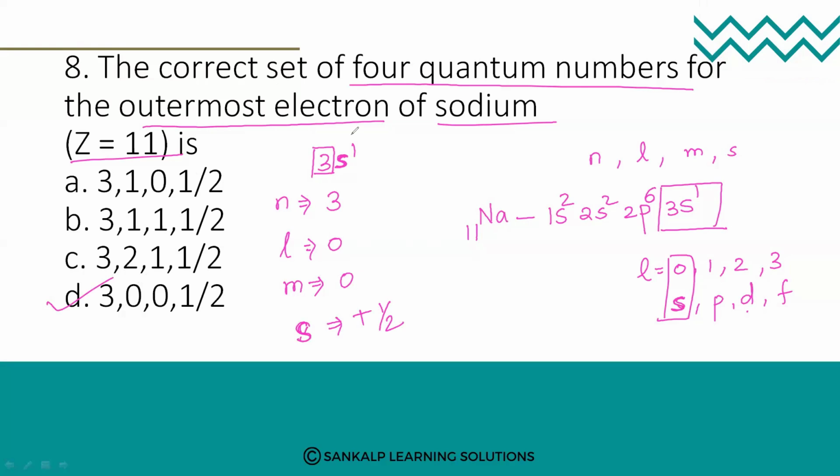So like this, the question can be asked. They will give you any element and they will ask you to find out all the four quantum numbers. Fine. Let us go for the next one.